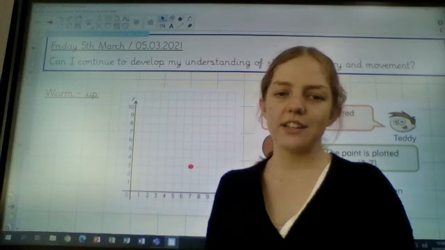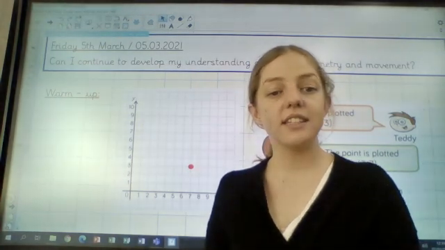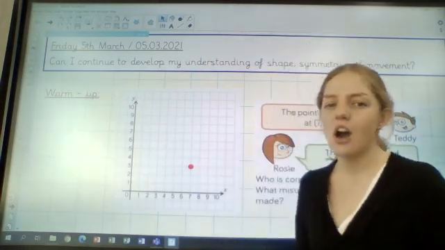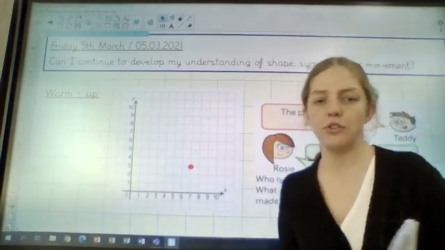Hello Year 4, today is Friday the 5th of March and today's learning question is: can I continue to develop my understanding of shape, symmetry and movement?